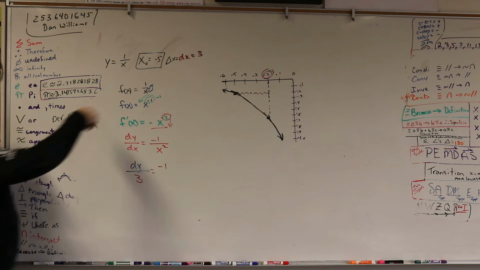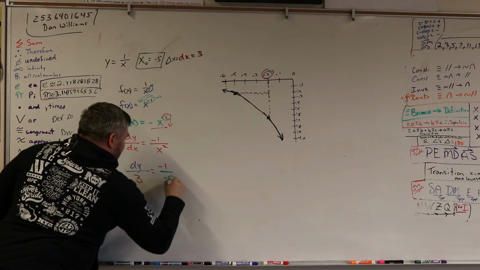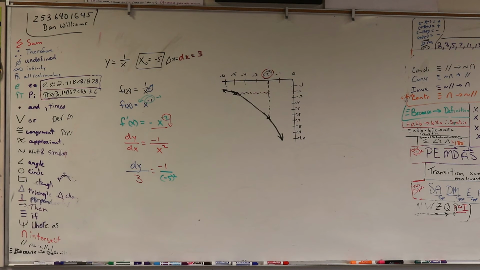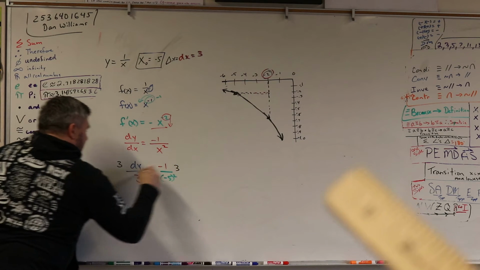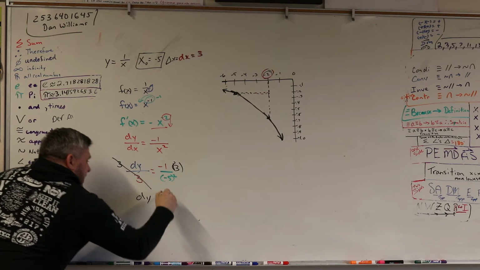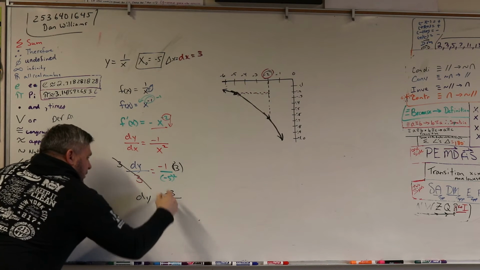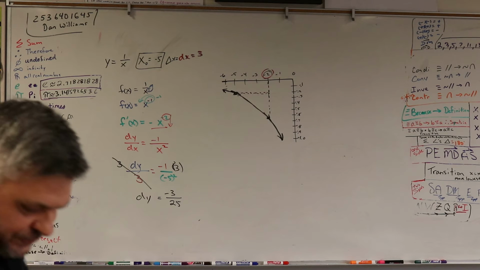The x naught is black, right? So we're going to plug that x naught in as -5 squared, right? Okay? And then we're going to solve this equation for dy. Alright, so I'm going to solve the equation, basically multiply both sides by 3, right? So I get dy is equal to -3 over 25.